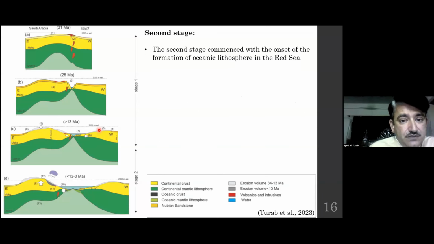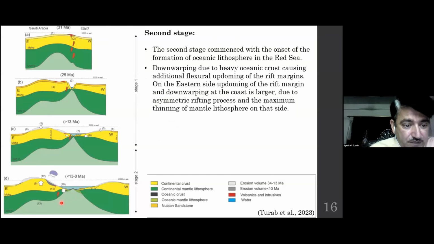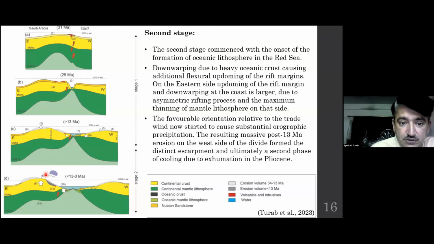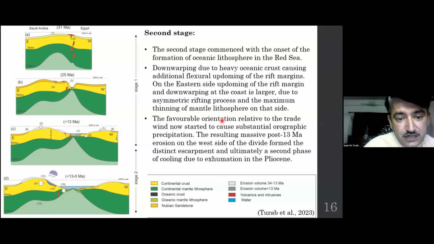The second stage commenced with the onset of the formation of oceanic lithosphere. This oceanic lithosphere brought the downwarping of this part and consequential uplifting of the already uplifted escarpment region. In the end, the favorable orientation relative to the trade winds started to cause substantial orographic precipitation. The resulting massive post-13 million year erosion on the west side of the divide formed a distinct escarpment and ultimately a second phase of cooling due to the exhumation in the Pliocene.